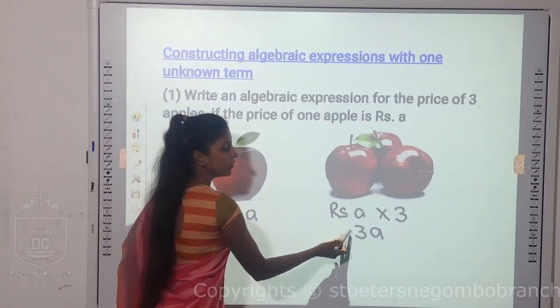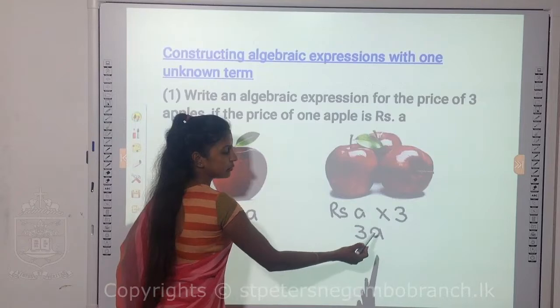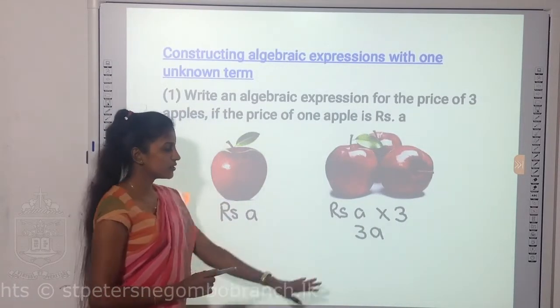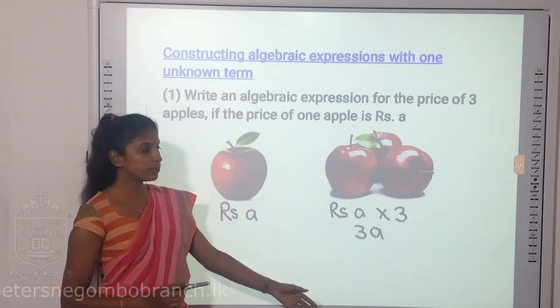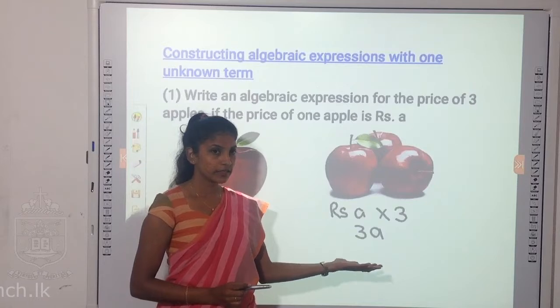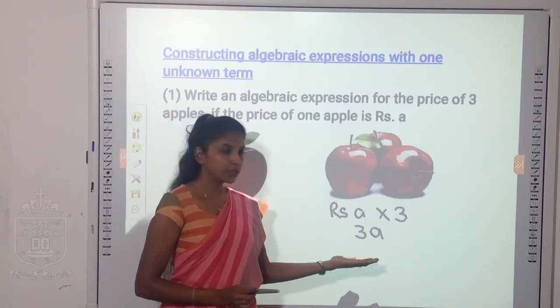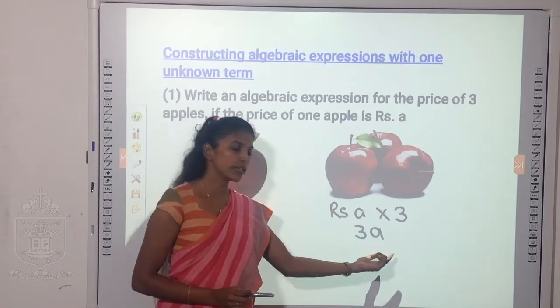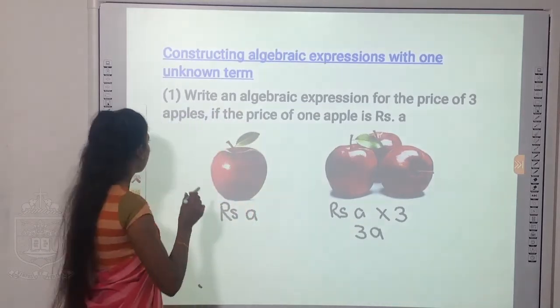So here the coefficient will become 3. That means the multiplier of the variable is 3. So this is a way of forming algebraic expressions. Here we have only one term, right? This is not an expression, but you have only one term, that is 3a, coefficient 3, and the variable is a.